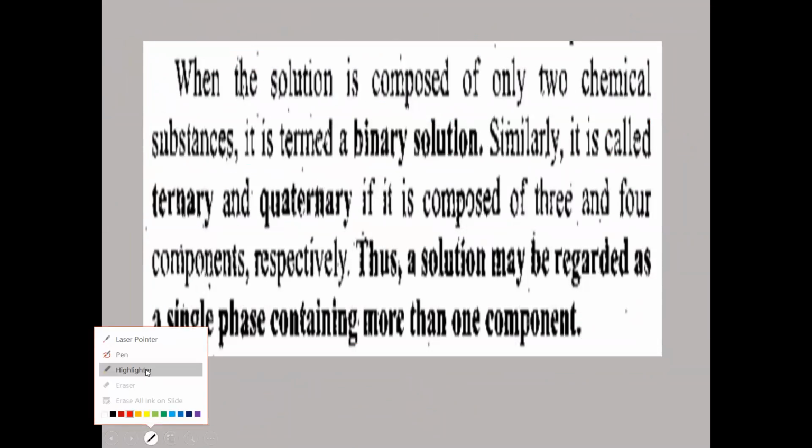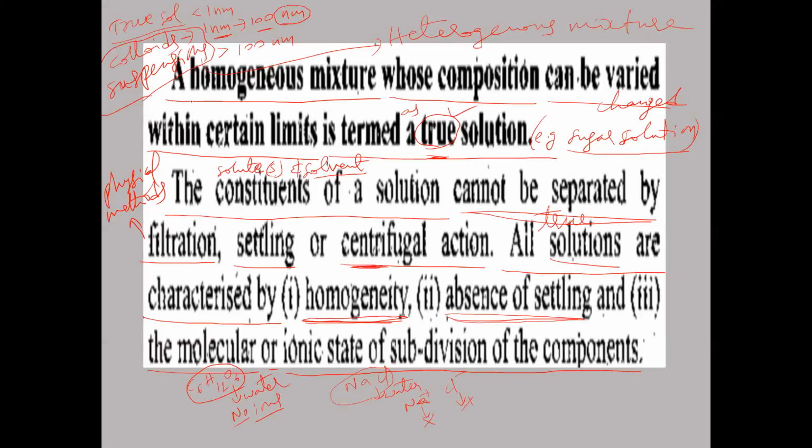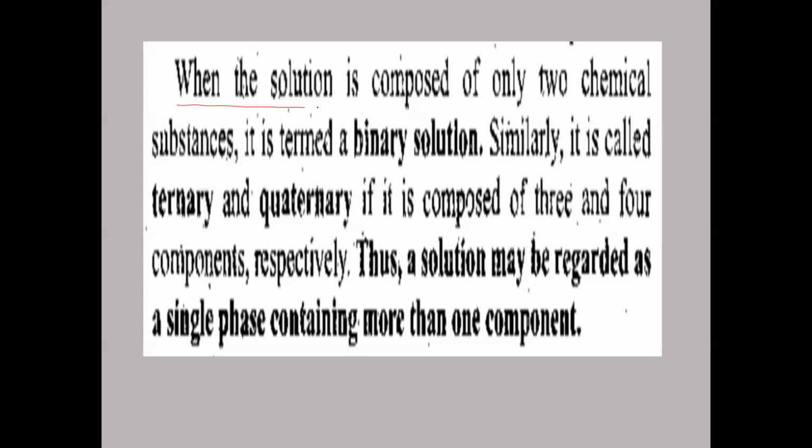When the solution is composed of only two components, two chemical substances, it is called what? It is termed a binary solution, made up of two components, one solute and one solvent.